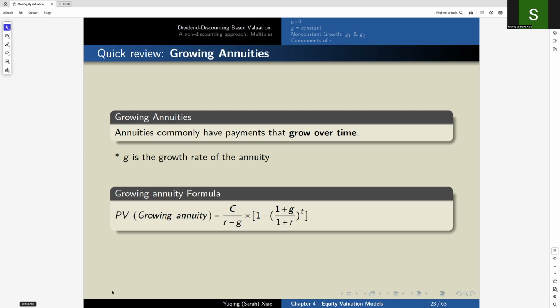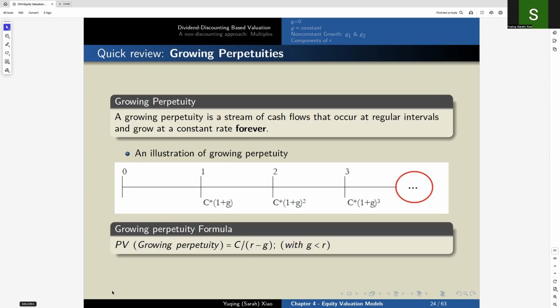The result is smaller than a growing perpetuity because the payments don't last forever. Now compare that to a growing perpetuity. This is a payment stream that grows at a constant rate but goes on forever.